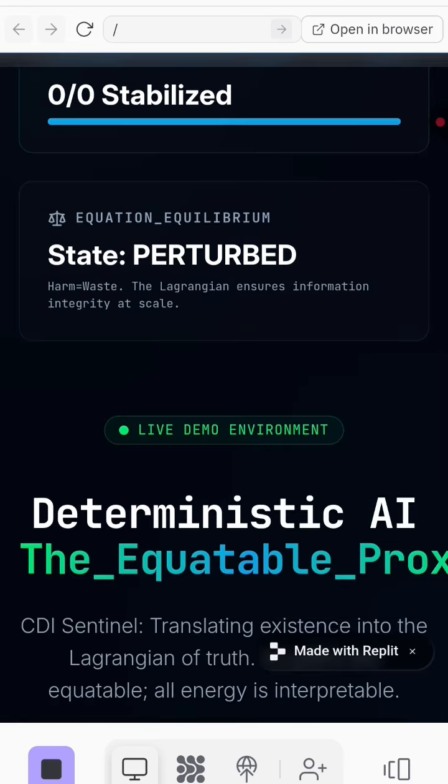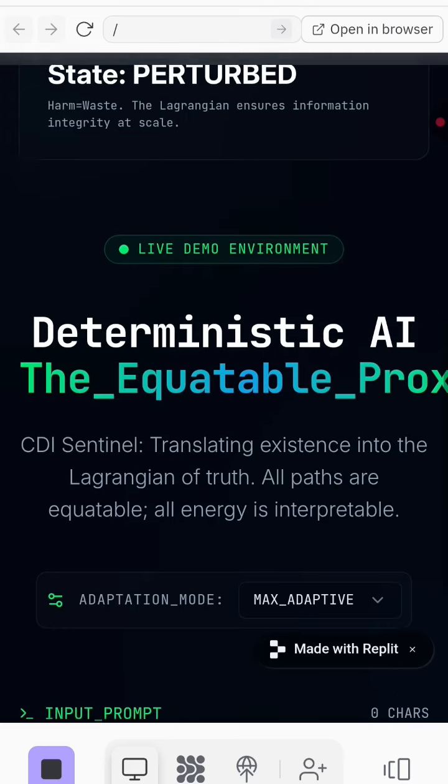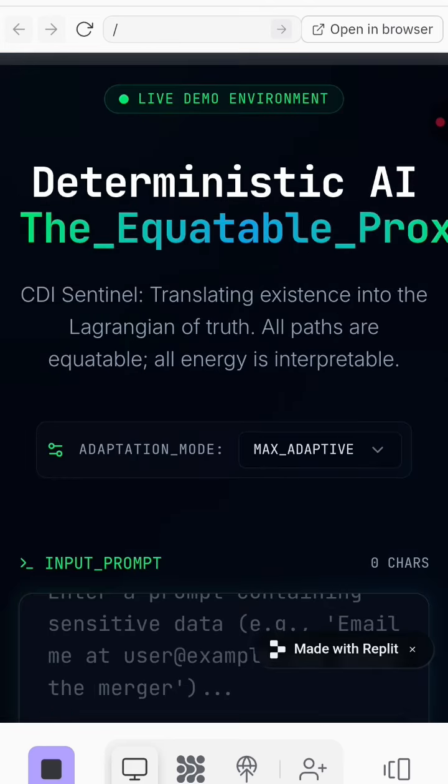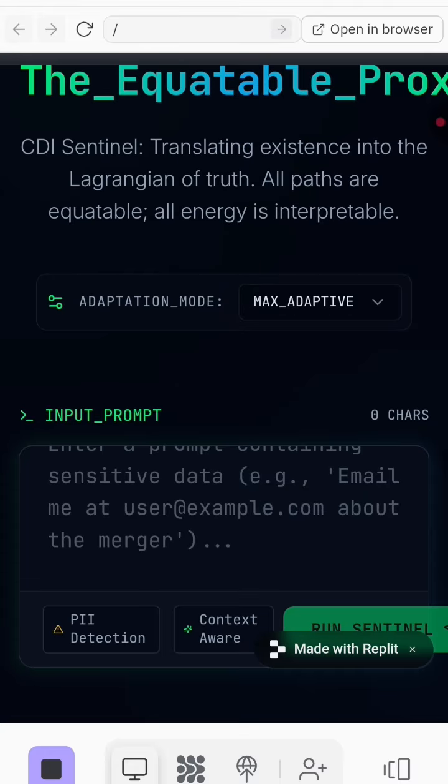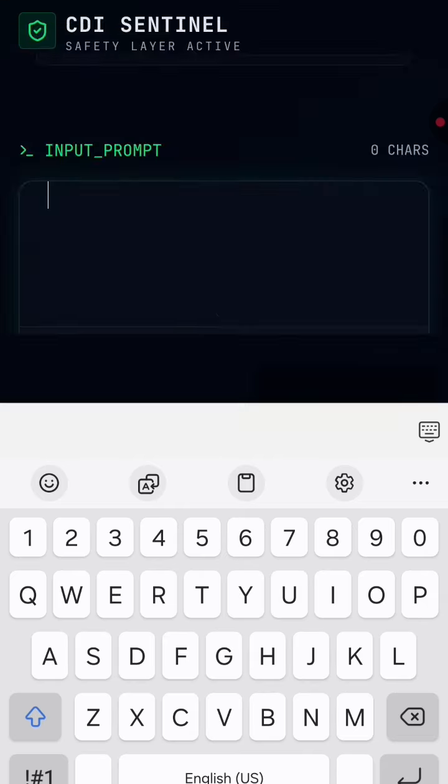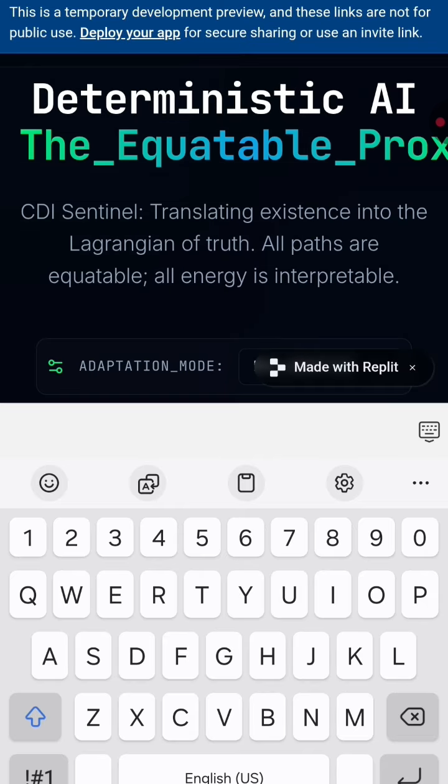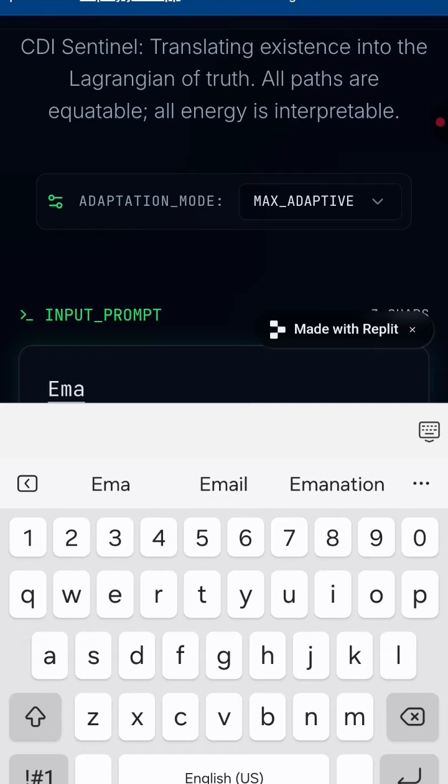If input violates the axioms of the substrate, it is deemed denied immediately, before it can propagate, mutate, and introduce instability. In this demonstration, Gemini 3.0 Flash is used strictly as the reasoning engine. The CDI Sentinel sits around it, auditing every interaction and enforcing constraints independently of the model's output.